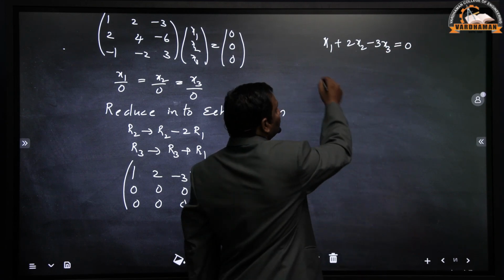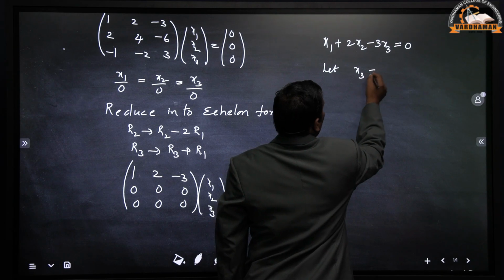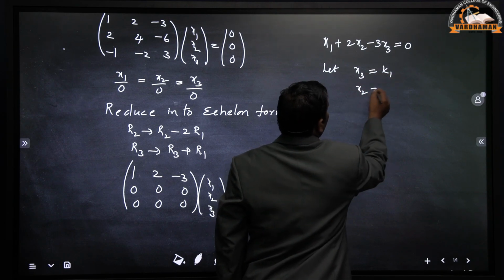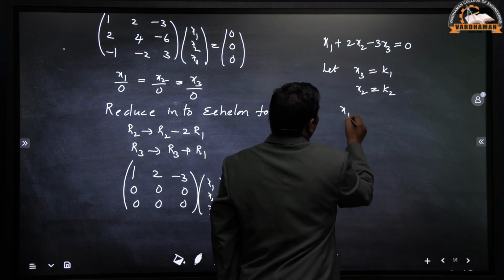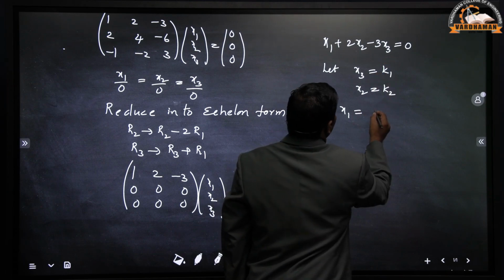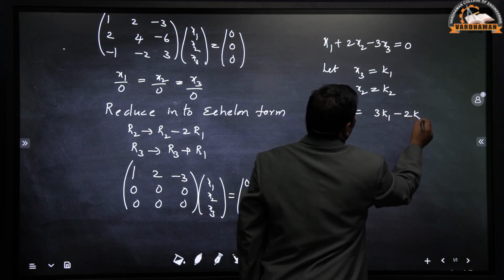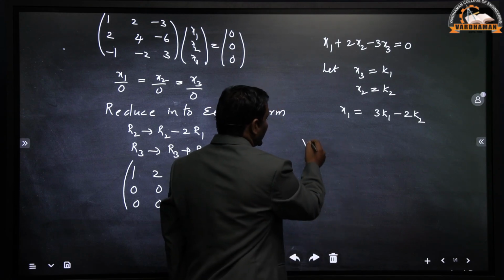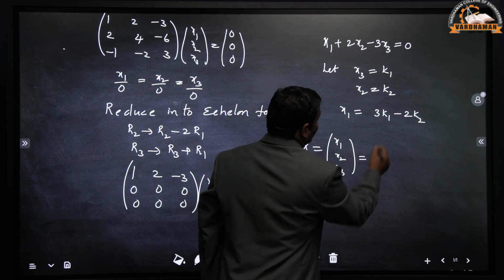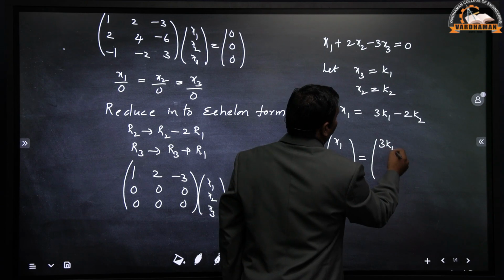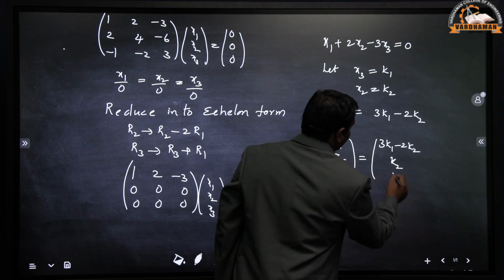Let us consider the arbitrary constants as x3 equal to some k1 and x2 equal to k2. So find x1. x1 is equal to, substituting these x2 and x3 values here, 3k1 minus 2k2. Write down the solution set. X equals x1, x2, x3, which equals 3k1 minus 2k2, x2 is k2 and x3 is k1.